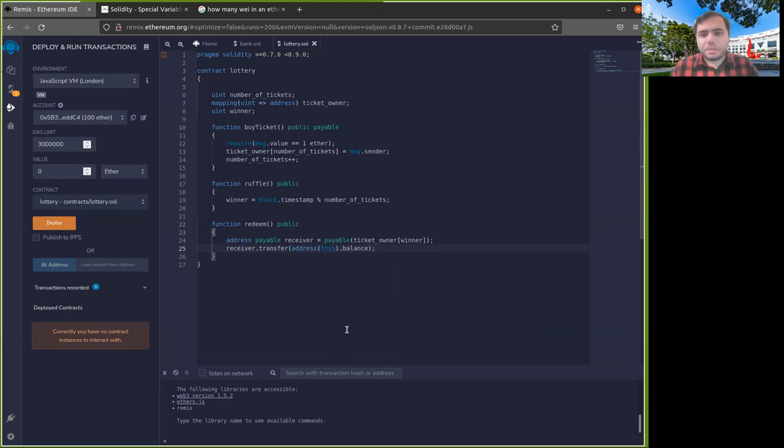Now, there are a lot of problems with this contract right now, and you should never deploy a contract like this. But we're going to go over these problems one by one. Okay, the first problem I have here is that the ruffle function can be called many times.